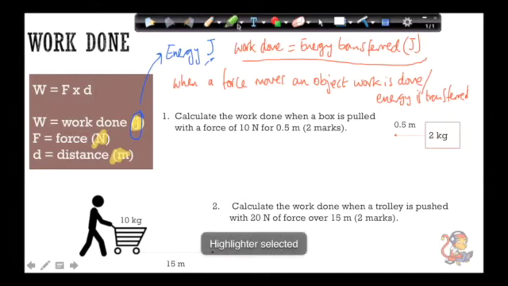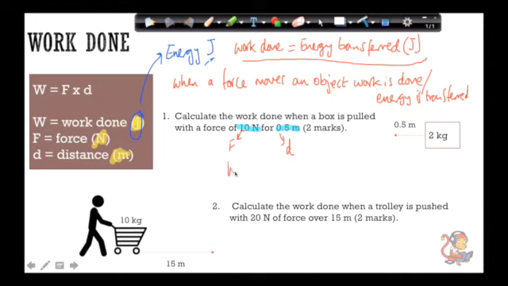So we'll start with some simple ones. First of all, you might have something like this: calculate the work done when a box is pulled with a force of 10 newtons for 0.5 metres. So you need to underline the key parts of the question and then write down what you've got. So you've got the F there for force and the D for distance, and then we just need to put our numbers in. So W equals F times D. So W equals 10 times 0.5, which will give you the work done as 5 joules. Don't forget your units.